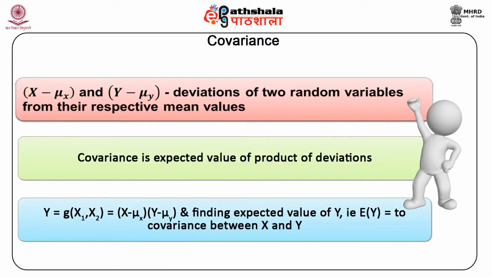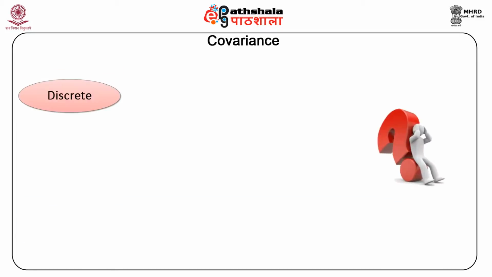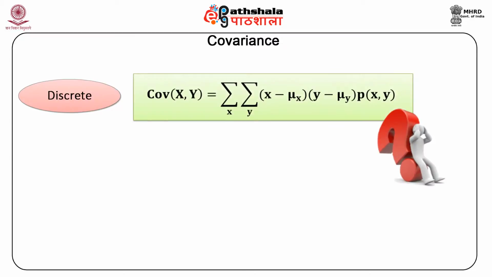Thus, with y equal to g(x1, x2), which is equal to (x minus mu x) times (y minus mu y), and now finding the expected value of y, that is E[y], will be equal to the covariance between x and y according to the definition of covariance. For discrete random variables x, y, covariance(x,y) is equal to sigma over x, sigma over y, of (x minus mu x)(y minus mu y) p(x,y).